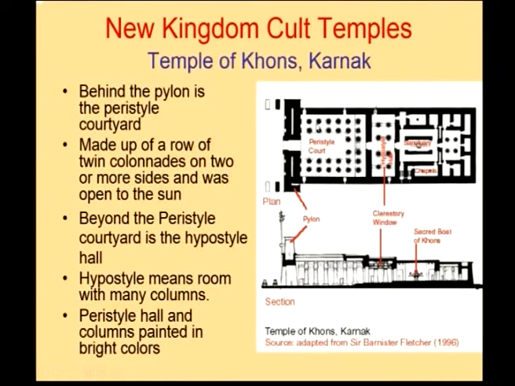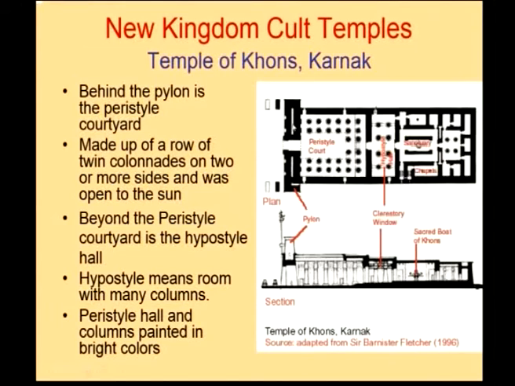Behind the pylon is the peristyle. It's a very big courtyard with rows of twin colonnade structures, and it was open to the sun. It is basically an open hall. Beyond the peristyle is the hypostyle hall. The normal people are allowed only till the peristyle court. Only kings and priests are allowed inside the hypostyle hall.